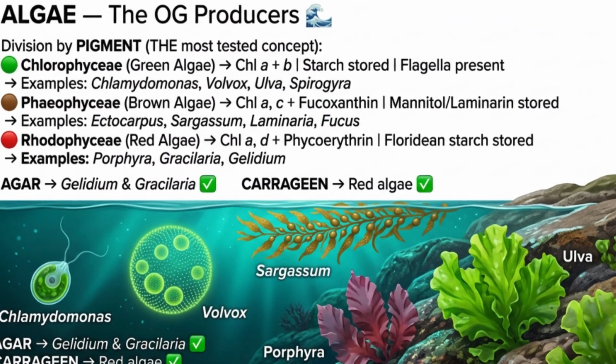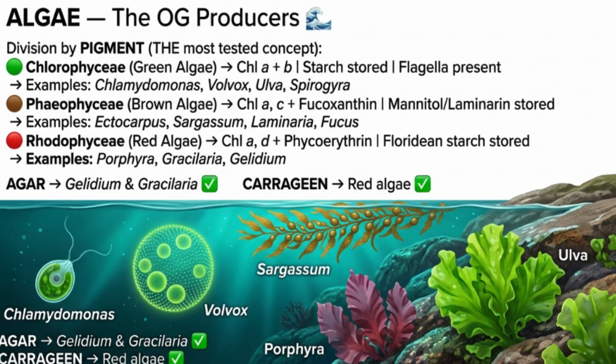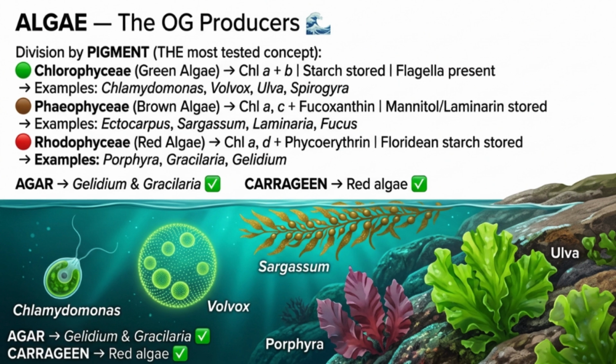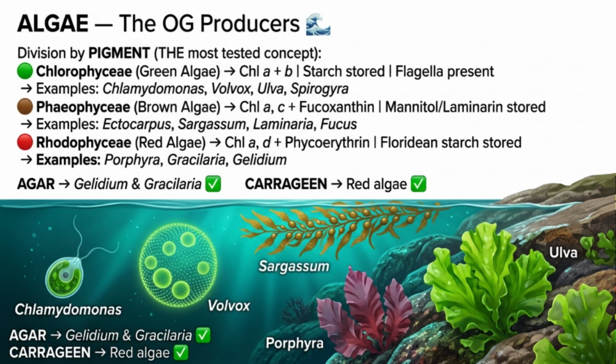Let's talk about algae. In algae, there are 3 groups. This is where NEET drops trap questions every single year. The classification is based on pigments, not appearance, not habitat, pigments. Green algae have chlorophyll A and B, same as land plants. Brown algae have that special pigment fucoxanthin. It gives them the brown color and masks the green. Red algae have phycoerythrin, which allows them to photosynthesize deep underwater where only blue light penetrates.